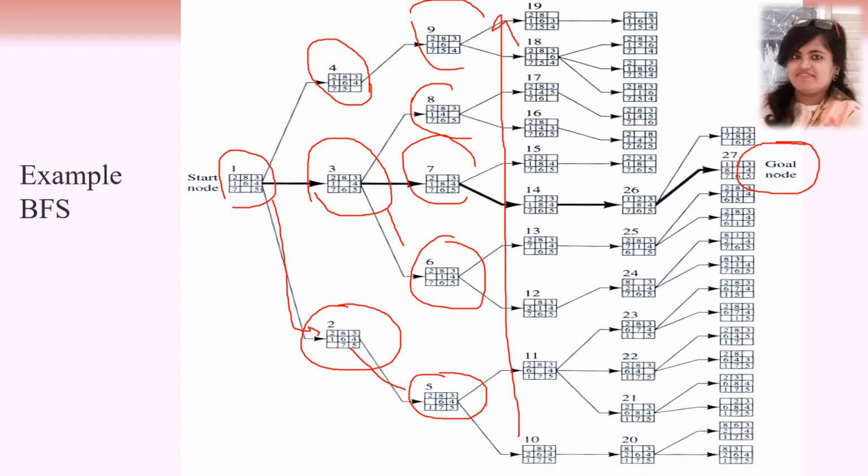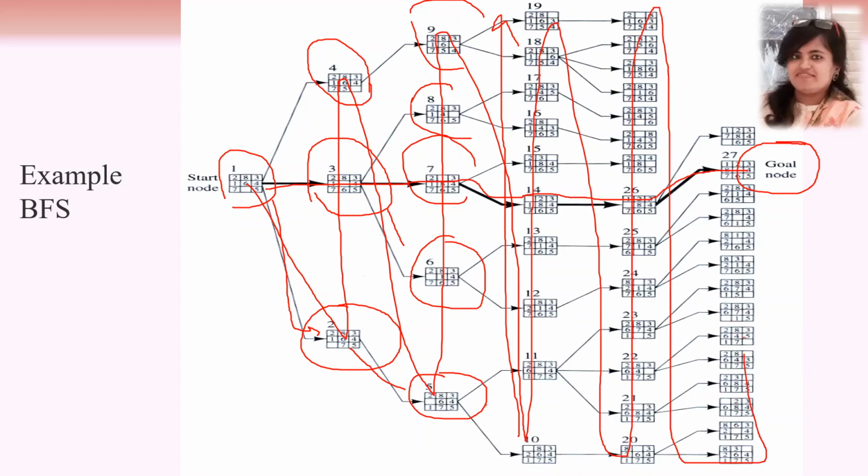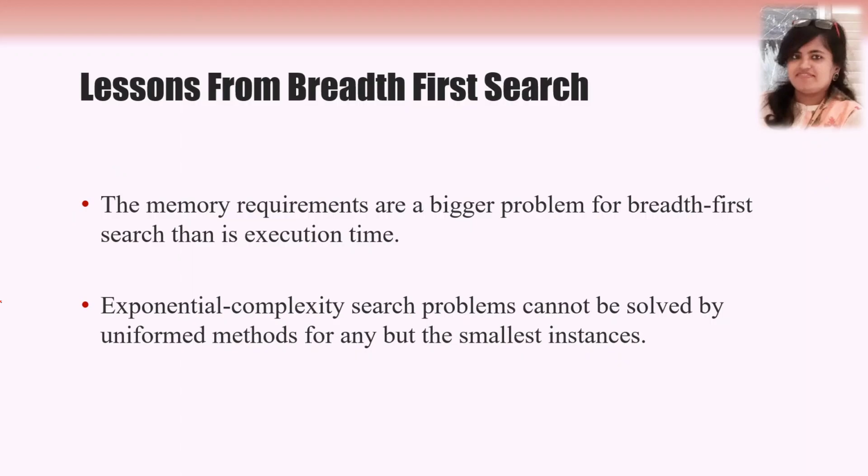So if you search in this particular way, then you can find the goal node. The breadth first search will go on from here to here to here to here, then here. This way the breadth first search technique will go on and the search will stop when it finds the goal node. Okay. So this is the BFS.